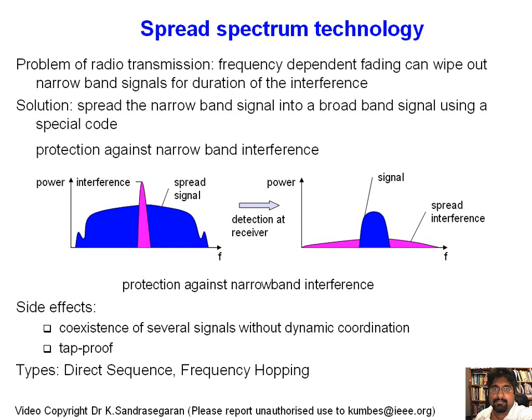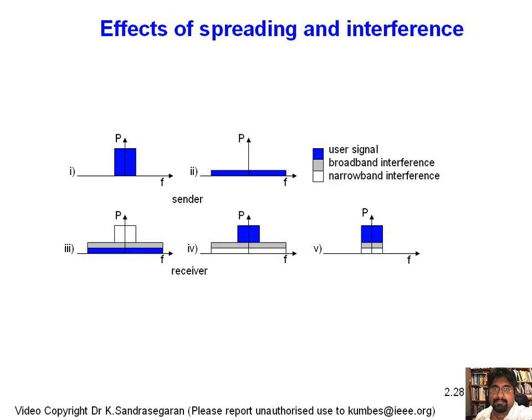There are two types of spread spectrum technology. The first one is called direct sequence spread spectrum, DSSS, and the second type is referred to as frequency hopping spread spectrum. And we'll have a look at these two spread spectrum technologies in the last part of this lecture.